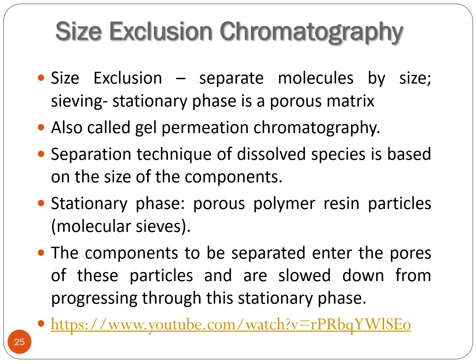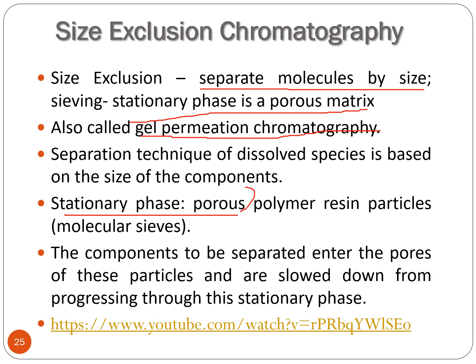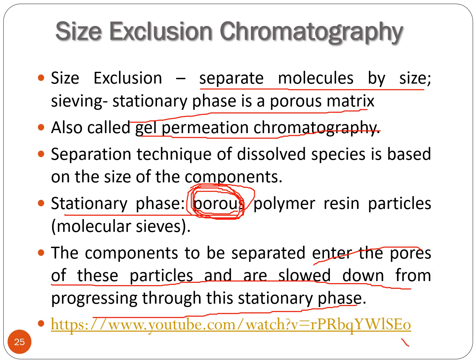Okay, for size exclusion chromatography, kita akan separate molecule by size. Okay, so the stationary phase is a porous matrix, and it is also called as gel permeation chromatography or GPC. Okay, untuk stationary phase adalah porous polymer resin particle. So, okay, take note porous. So, dalam stationary phase dia ni ada pore. Okay, the components to be separated enter the pores of this particle and are slowed down from progressing through this stationary phase. Untuk lagi faham, boleh tengok video ni.